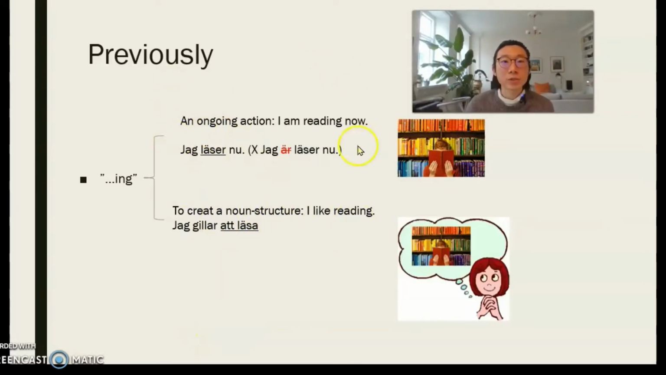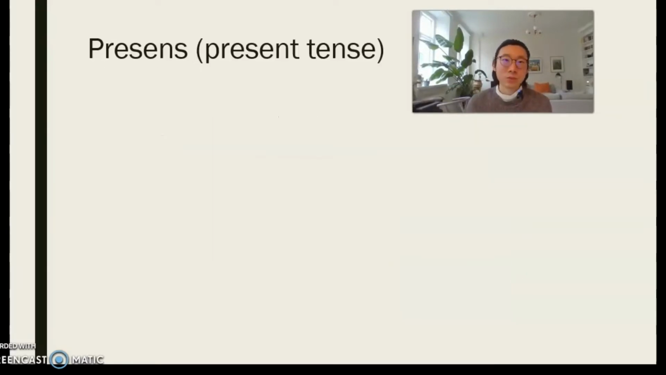Today we're going to focus on the first usage of the ing form in English and explore what it is in Swedish, because the second usage of the ing form is not really the present tense of a verb. It is a way to create a noun structure. So this is not the focus for today. Now let's go back to the Swedish present tense system and look at some examples.